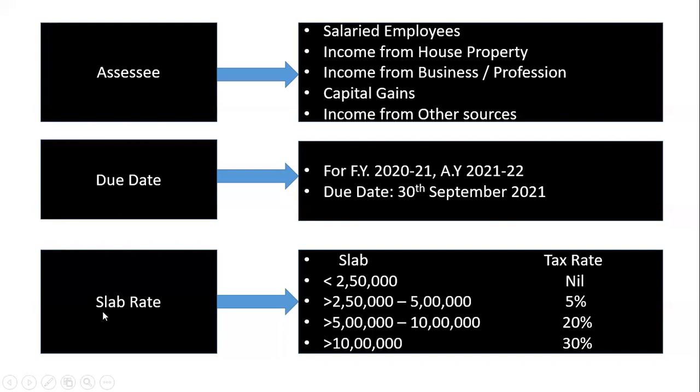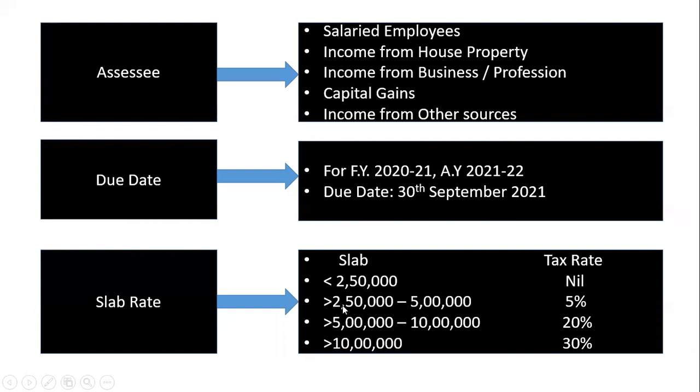Then we will go to the slab rate. In income tax, they have given so many slab rates. This slab is applicable for less than 60 years. For example, the first slab rate is up to 2,50,000 per annum. If you are earning monthly, say, around 21,000 rupees, it will come around 2,50,000. So if you are getting a salary of 2,50,000 per annum, you are not required to pay any tax.